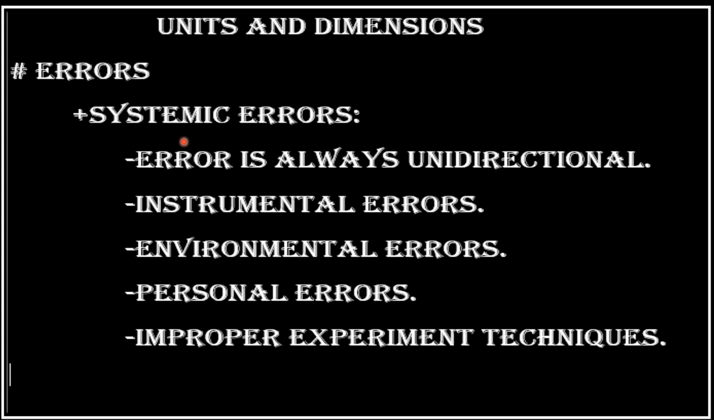In systematic errors, like instrumental errors, one weight balance represents 10 kg as 9 kg in another. That's our instrumental errors. Then environmental errors. At some places the pressure is high, at some places the temperature is high. These environmental errors also affect the final measurement. Personal errors are related to us, maybe eye, hand, anything.